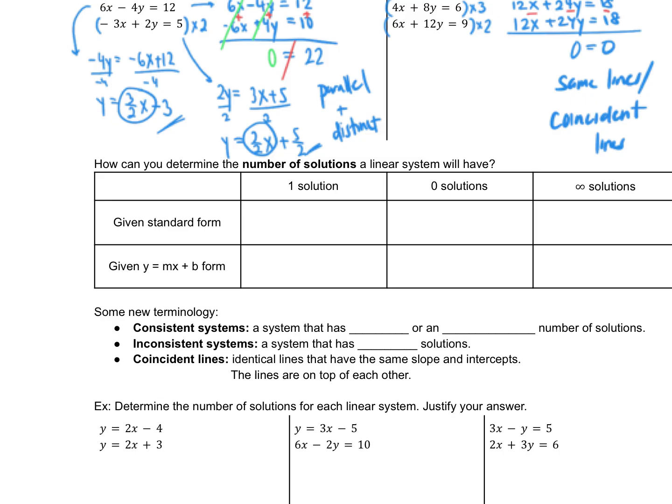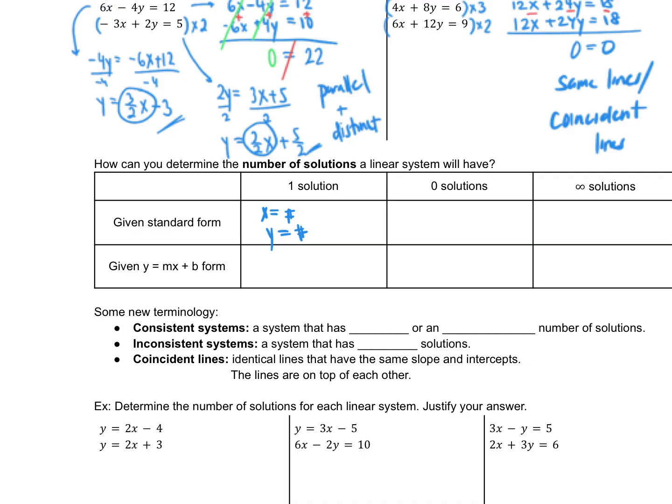How can we determine the number of solutions a linear system will have? For the row that says standard form, we're going to talk about if we're actually going to solve the equation, like with elimination or substitution, what would happen. So if I'm going to have one solution, both of my variables do not disappear. I actually end up with x or y equals a number. But also another important distinction is the coefficients of x and y are not related to each other. If I multiply one of the equations by a value and I match my x's, the y's will not match.